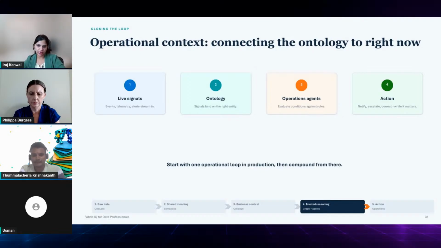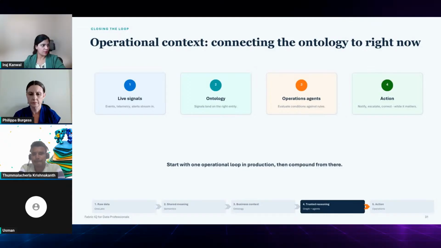Fabric Real-Time Intelligence and Eventhouses can handle those high-velocity streams, but Fabric IQ connects those signals to the business entity. A raw signal becomes meaningful because it lands on the right asset, facility, location, or process. And when the signal is connected to the entity, an operations agent can evaluate the condition against the rule. It can recommend a response, notify the right team, and open a workflow or ask for approval. The key is that the action is grounded in the business context, not just the threshold.